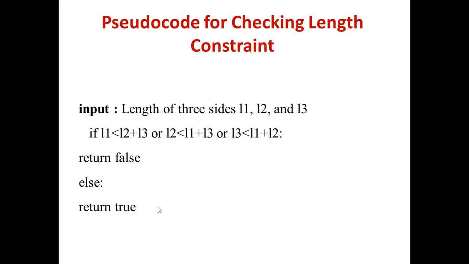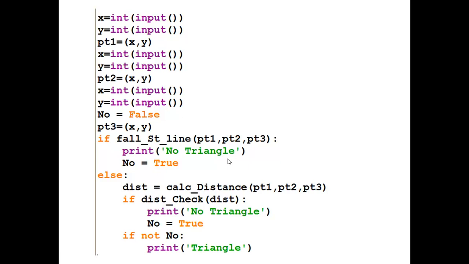As far as the length is concerned, once you find all the lengths L1, L2, L3, all the three sides, then we check whether the first side length is less than the sum of the other two sides. Then check the second side against the other two sides. That sum should be greater than that side. Likewise, we check all these three sides. So now we got the point. Let's look at the program. We have just implemented this.